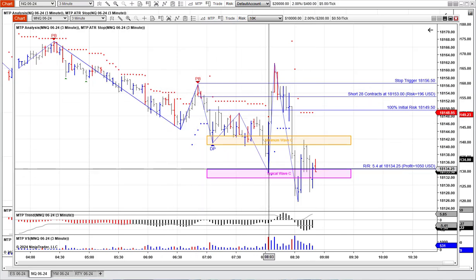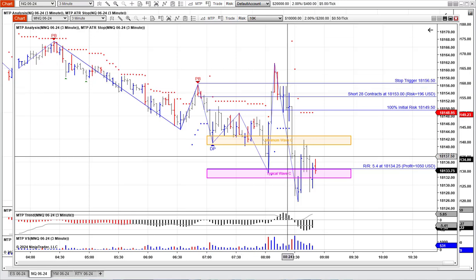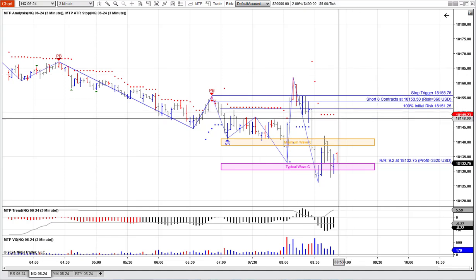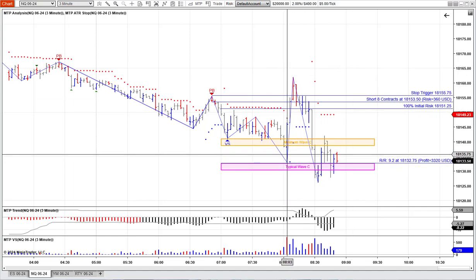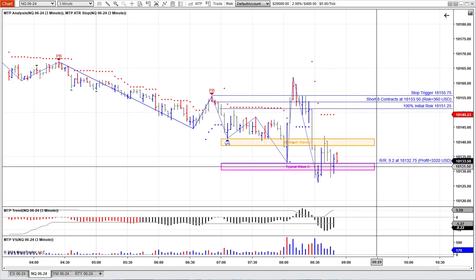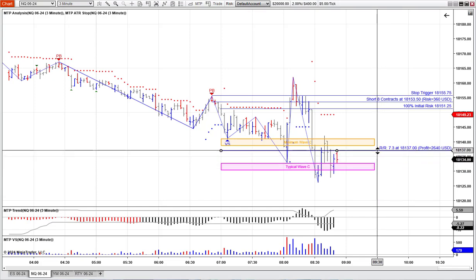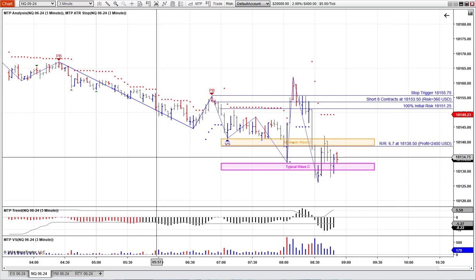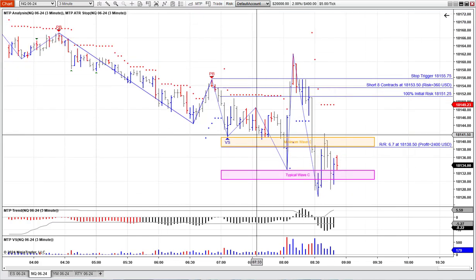So if you were following the micros, then it would have been a nice 5R profit on the MNQ. If you were still looking at the normal NQ, then you'd have seen that it was time to come out quickly. In that case, as the market was moving very quickly, you might have come out here for 6 or 7R profit. But either way, that would have been a nice trade.